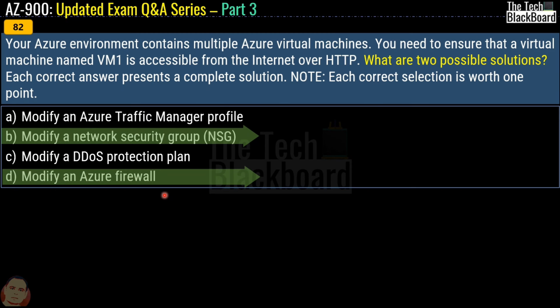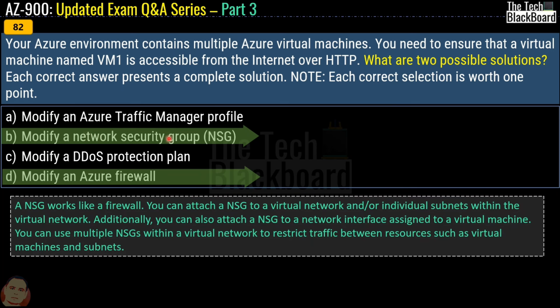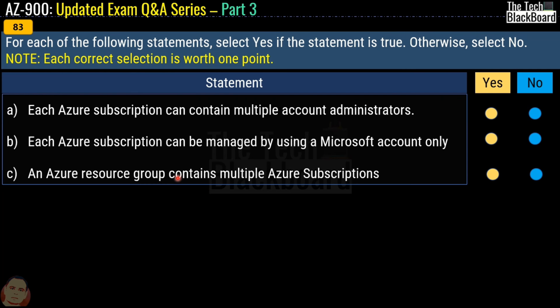Now let me give you a little bit more details on Azure Network Security Group. Azure Network Security Group acts as a firewall and you can attach NSG to a virtual network or individual subnet within the virtual network. Additionally, you can also attach NSG to a network interface assigned to a virtual machine. Also, it's important to note that you can use NSG within a virtual network to restrict traffic between resources such as virtual machines and subnets. Network Security Group and Azure Firewall are two very important concepts when it comes to security of your virtual machines, network, and subnets.